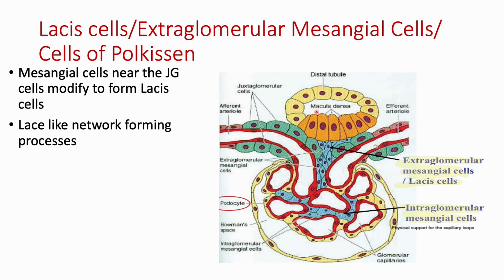Now, other than the macula densa and the juxtaglomerular cells, we have the other group of cells, that is the extraglomerular cells. We also call them Lacis cells or cells of Goormaghtigh. They are near the juxtaglomerular cells and they present as a lace-like network. So that is why we call them Lacis cells.